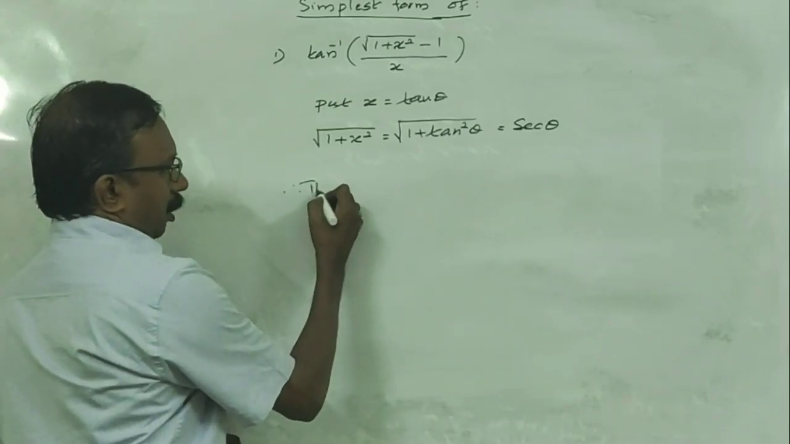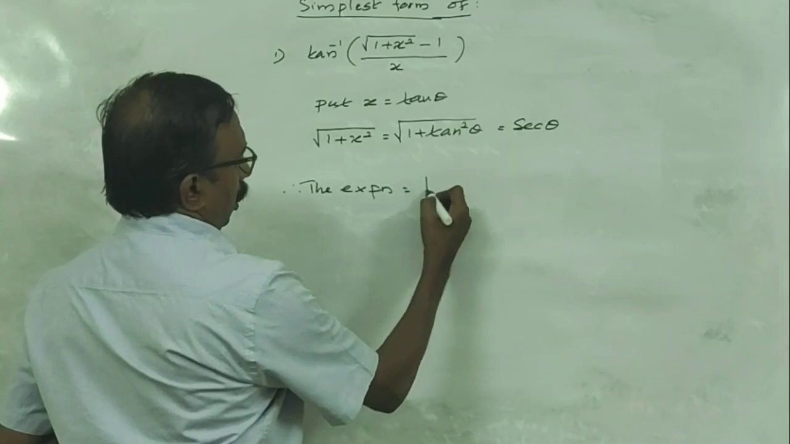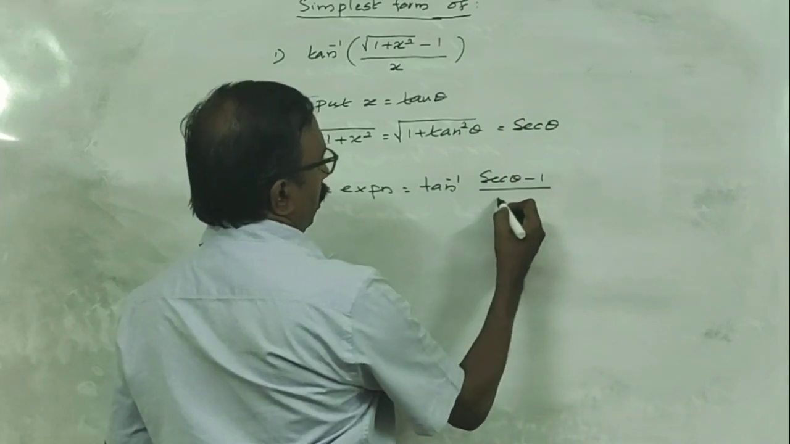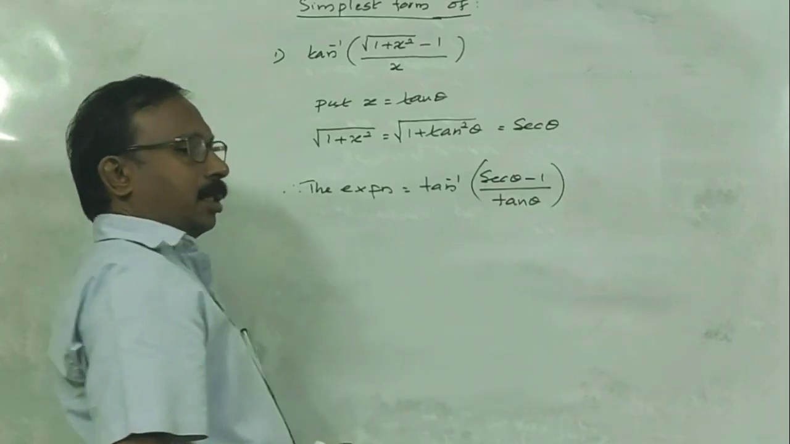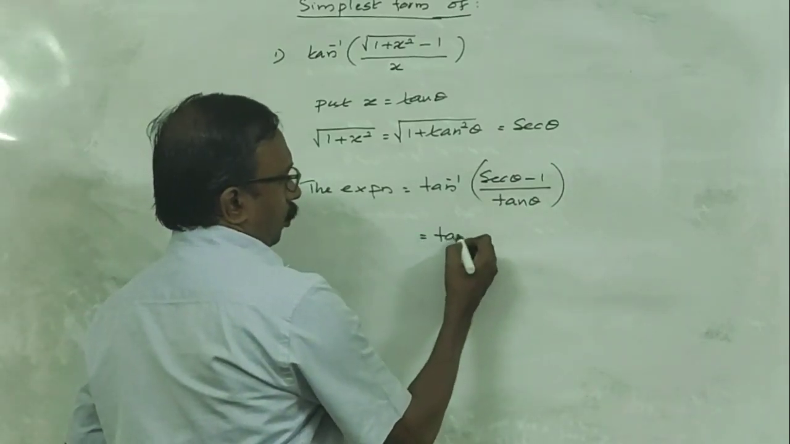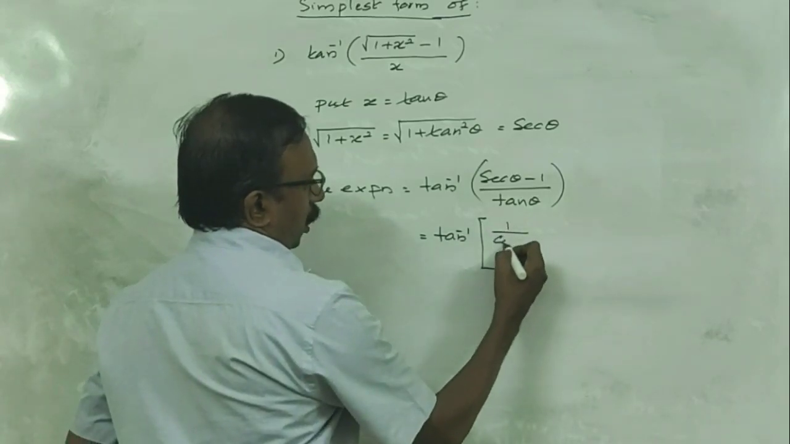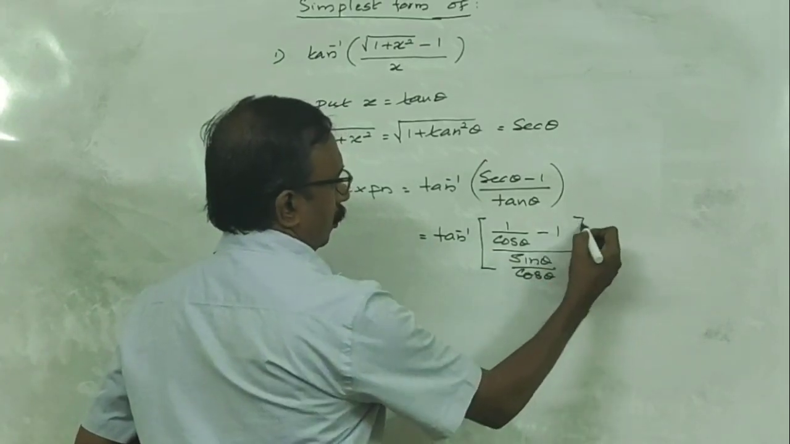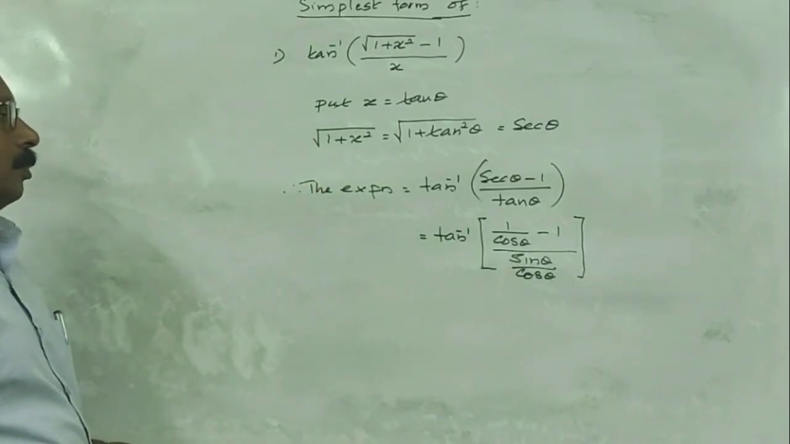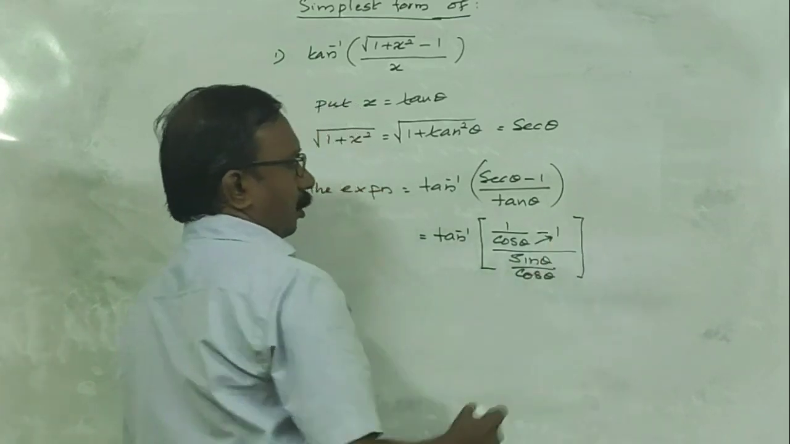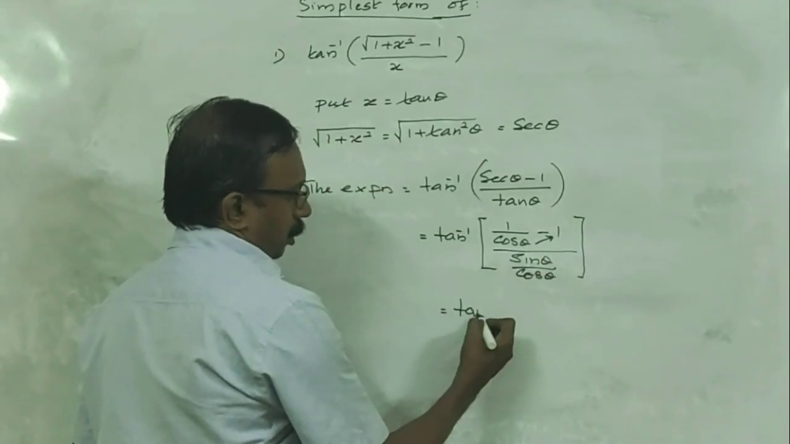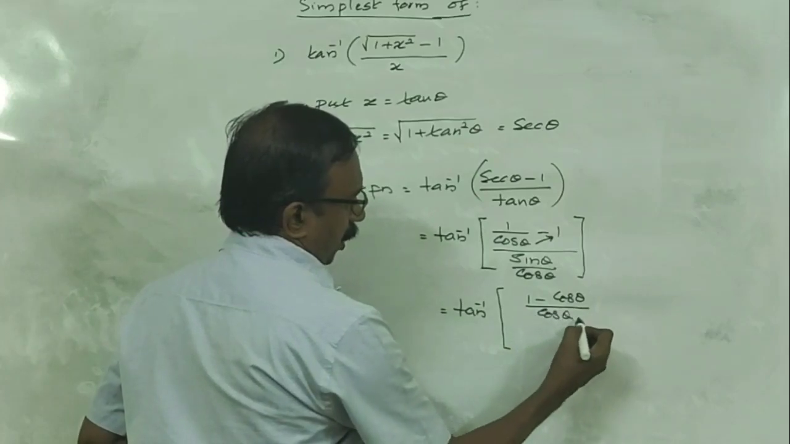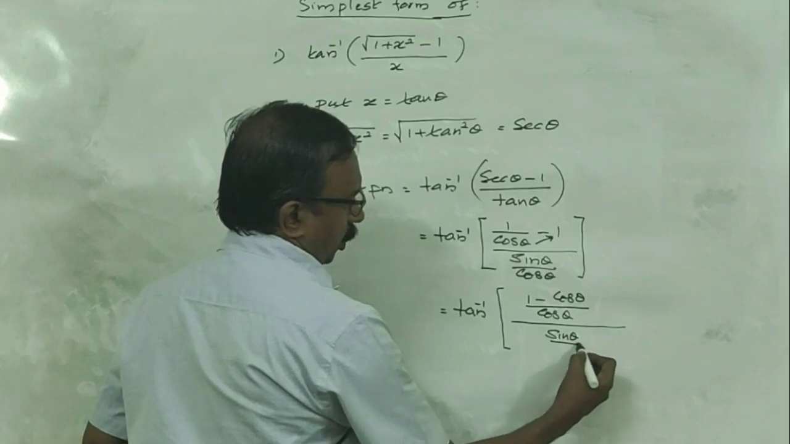Therefore, the expression can be written as tan inverse (sec theta minus 1) by tan theta. Sec theta is 1 by cos theta. Tan inverse of (1 by cos theta minus 1) by (sin theta by cos theta). Now cross multiply, here we have tan inverse of ((1 minus cos theta) by cos theta) divided by (sin theta by cos theta), isn't it?